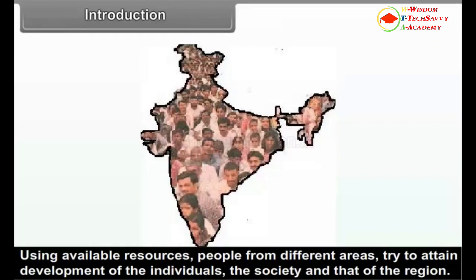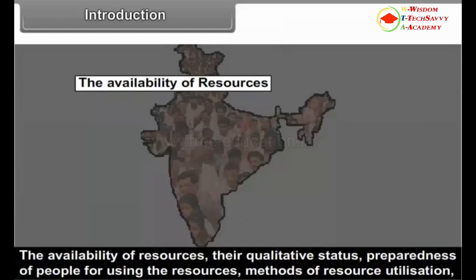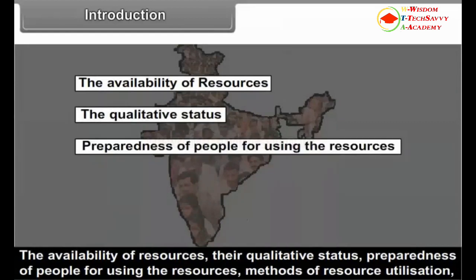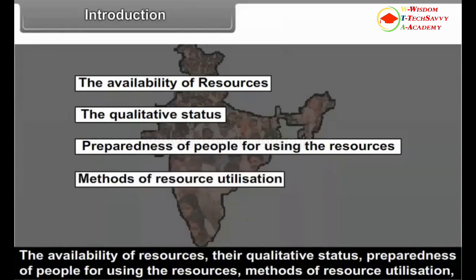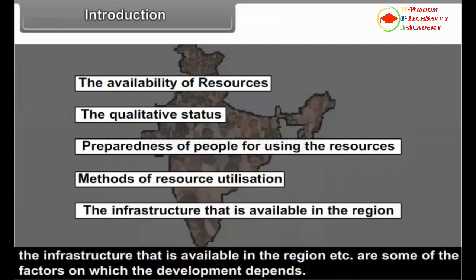Using available resources, people from different areas try to attain development of the individuals, the society, and that of the region. The availability of resources, their qualitative status, preparedness of people for using the resources, methods of resource utilization, the infrastructure that is available in the region, etc. are some of the factors on which the development depends.